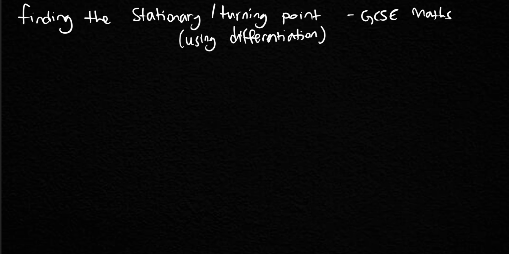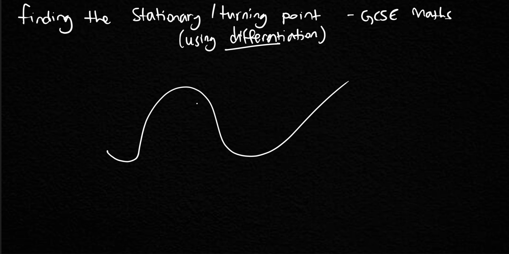Okay, let's see how you can use differentiation to find the stationary or turning point of a quadratic graph. For example, when you have a quadratic graph like so, this is a turning point. This is a turning point too. Stationary and turning points have a tangent, which is basically a straight line. It's where it turns.